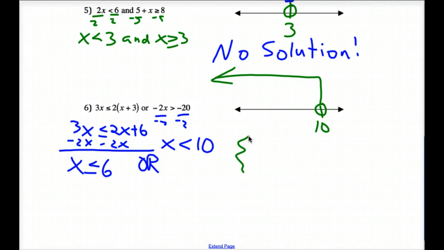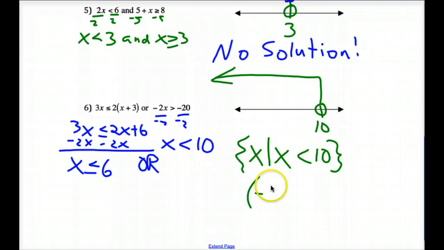Nico, how would you write that in set notation? X such that X is less than 10. No, you said for or problems that both of them matter. No, it's for and. And both of them matter, and is the true overlap you're looking for. Or is easy. How about interval notation, Nico? Negative infinity, comma, 10. Parentheses, and then parentheses. Perfect.